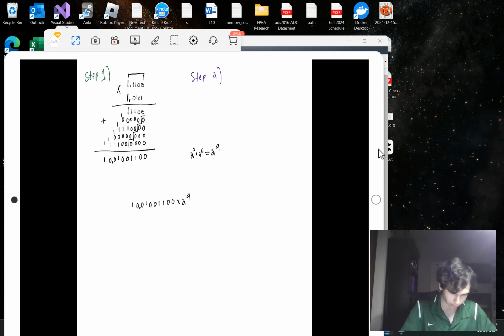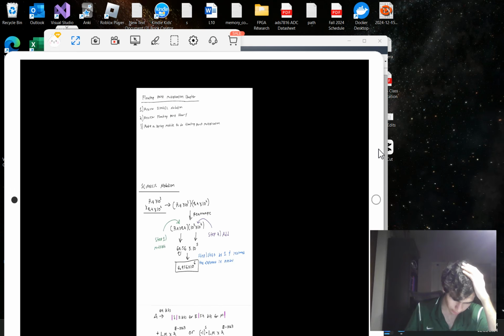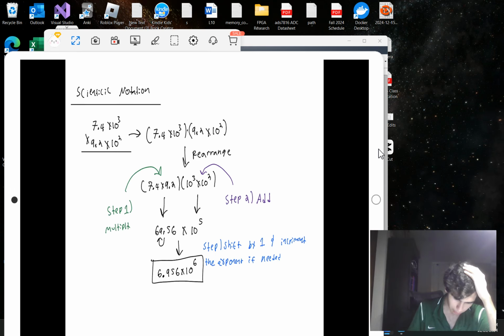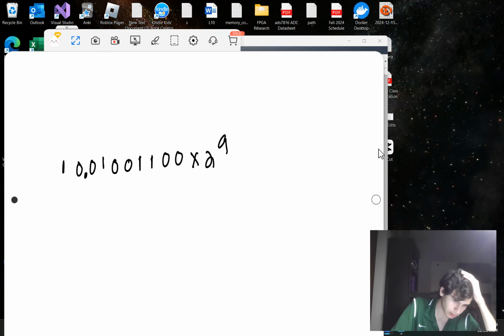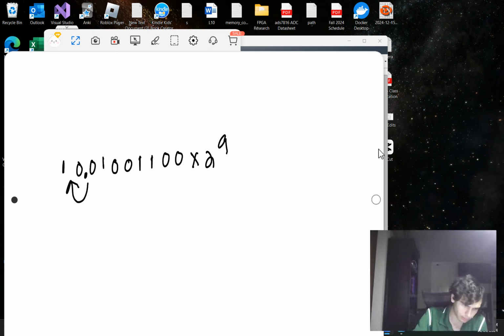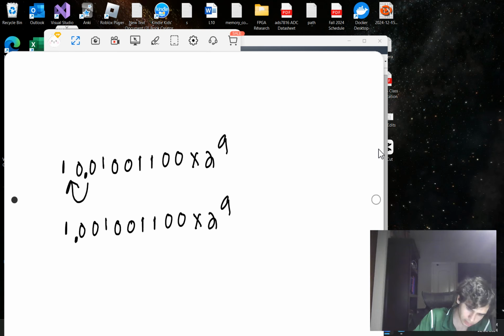Now though, in this step, just how there was a step 3, where we had to move the decimal to make it be in the right format, and then increment the exponent, we had to do that here. We're going to need to move that back, so then the whole thing becomes, let's do the 10.